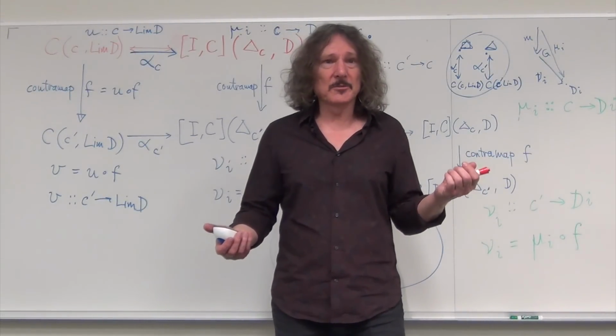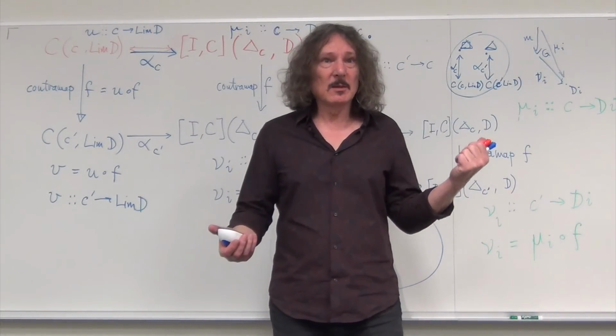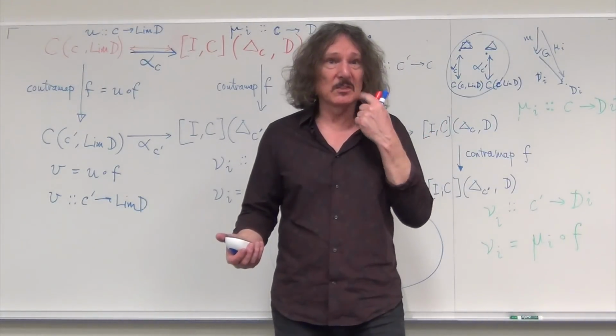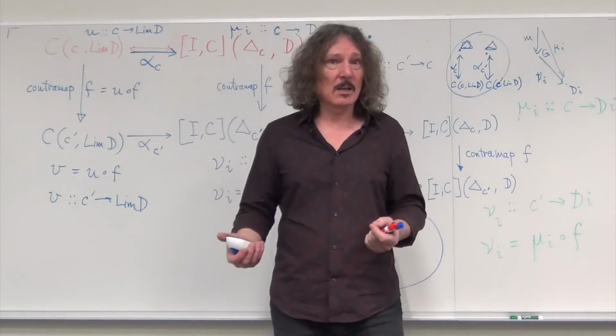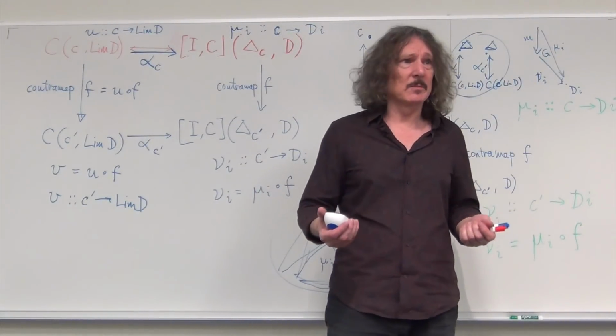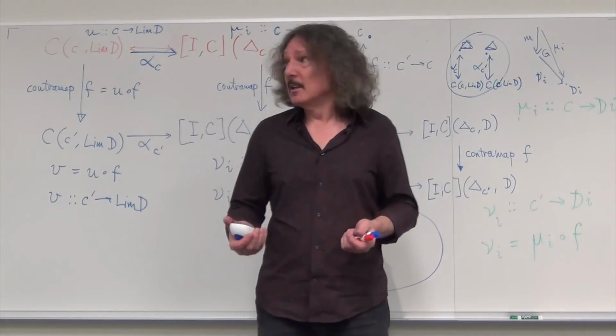Define contramap. Here's the input, one function. Here's another input, one component of a natural transformation. Give me a component of this other natural transformation. And there's only one possible solution, right?